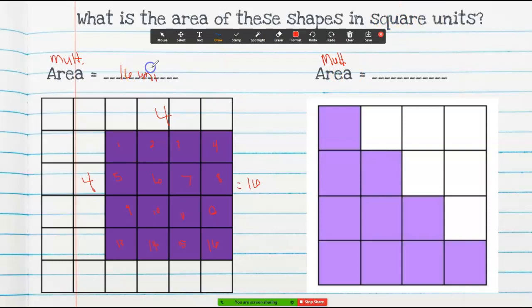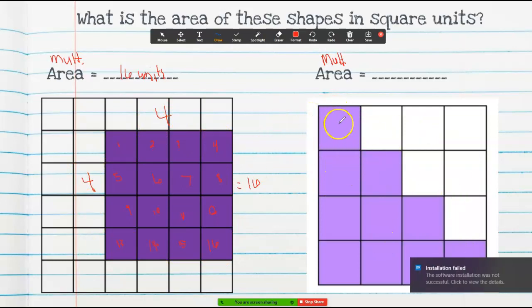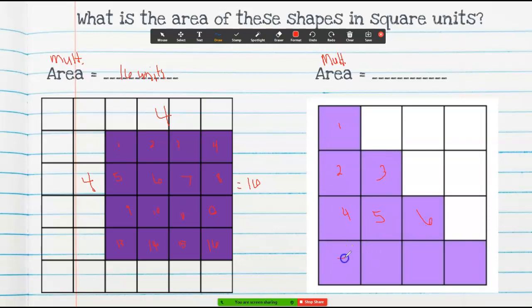So 16 units. Okay, over here was a flat shape. This one doesn't look like an array. It's a lot different. So here I'm just going to count 1, 2, 3, 4, 5, 6, 7, 8, 9, 10. Here the area is 10 square units.